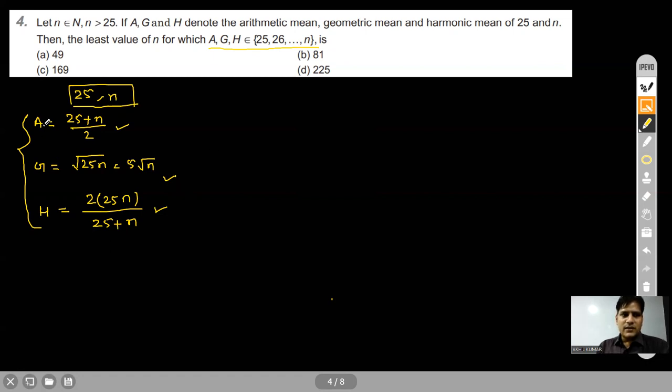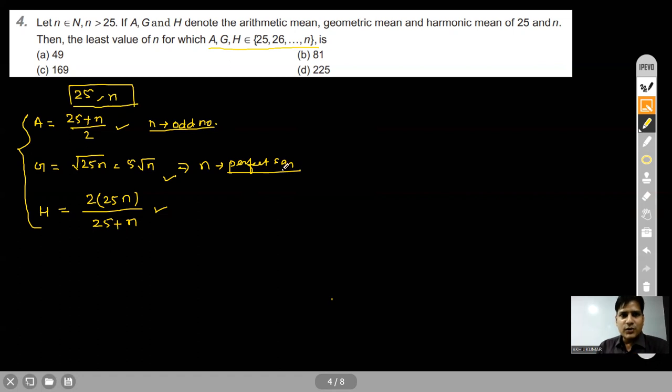Now, the values of A, G, and H should be integers, right? Because as per the given criteria, it should lie between 25 and N, and we have to find the least value of N. So for A to be an integer, N must be odd, right? N must be an odd number. And for G to be an integer, this N should be a perfect square also. So N is odd and N is a perfect square.